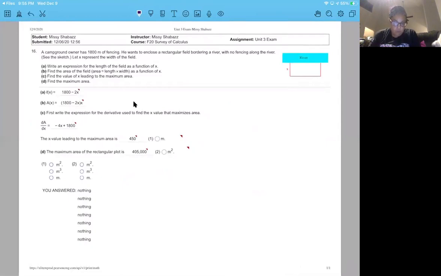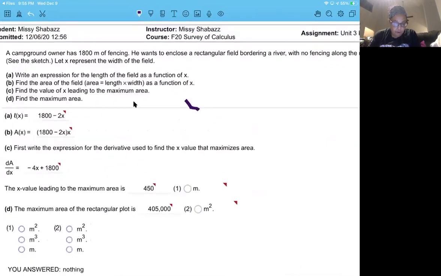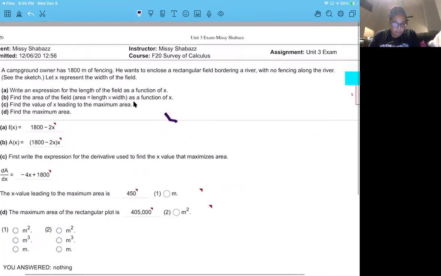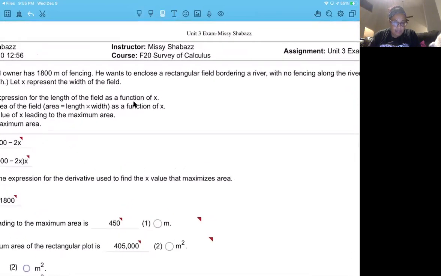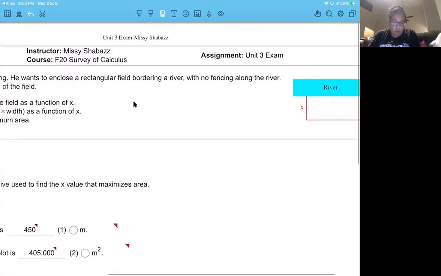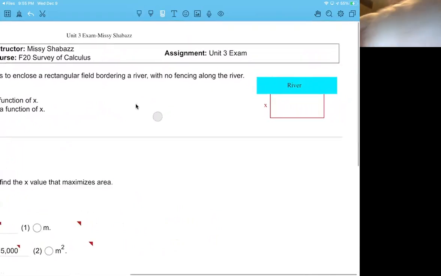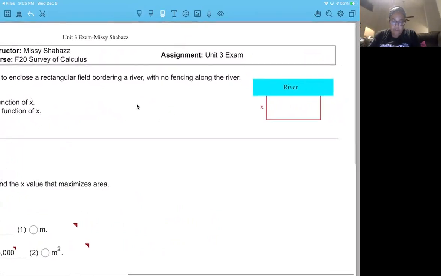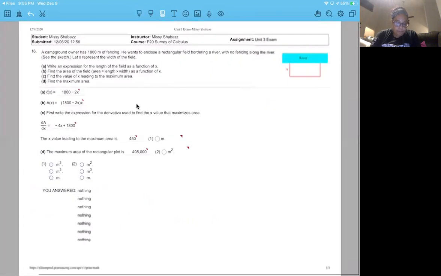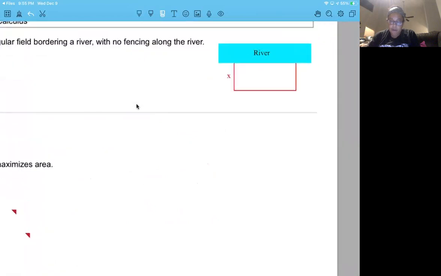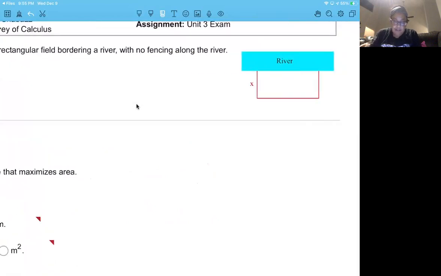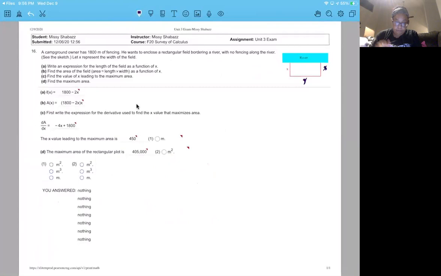All right, so looks like we have an optimization problem. A campground owner has 1,800 meters of fencing. He wants to enclose a rectangular field bordering a river with no fencing along the river. See the sketch. Let X represent the width of the field. All right, so I'm going to let this be X, so that means that side is X as well. And let's just let that be Y, or you can call it W, doesn't matter.